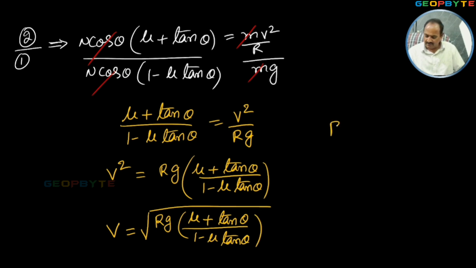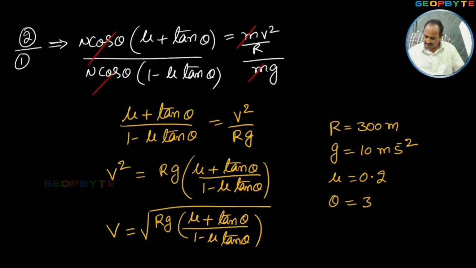So here the r value is given, 300 meters. Substitute. The g value given is 10 meter per second square. Mu value given 0.2. Theta value given 30 degrees. Root 3 value given 1.73. You substitute all values for getting the value approximately 51. Exact value 51.4 meter per second.